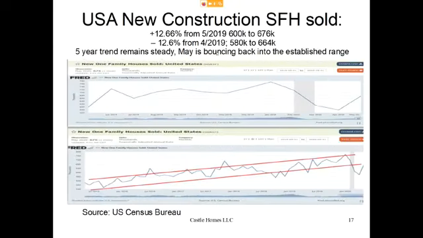We'll see what happens. Okay, so single family construction sold.